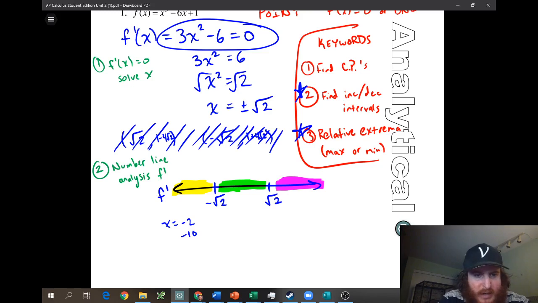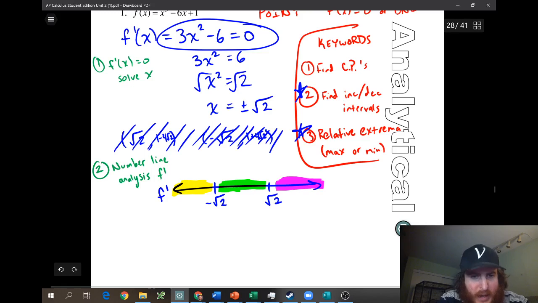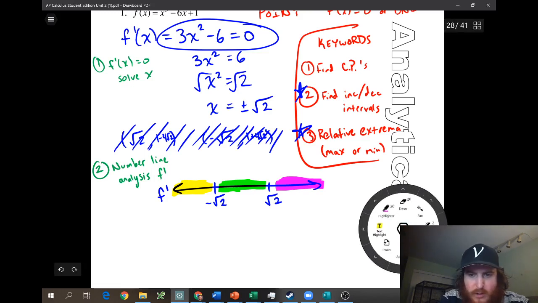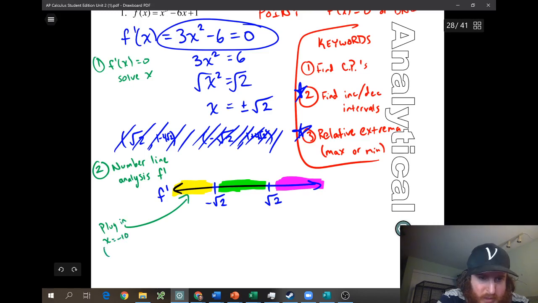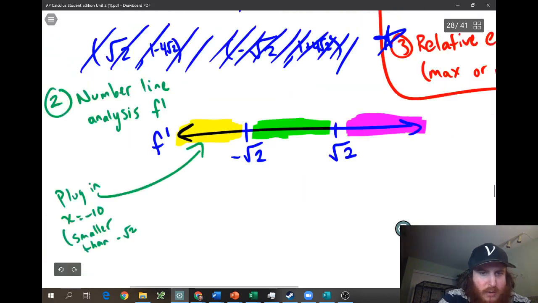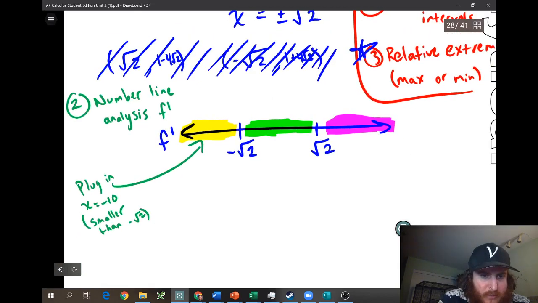Now, I never write this down. I just do that in my head. So in my head, I'm plugging in negative 10. Now, if you want to write yourself a little note, write something like: plug in x equals, I'm going to do negative 10, but basically something smaller than negative square root of 2. This is just your note for how you do these questions.